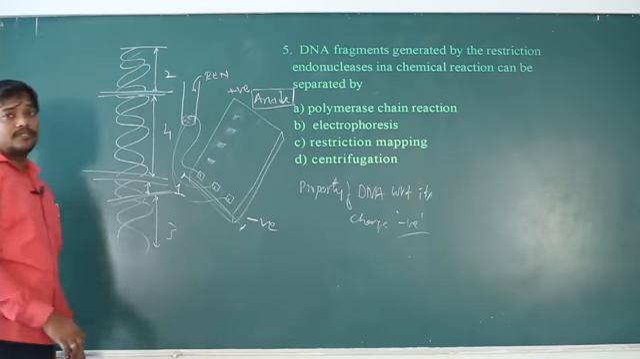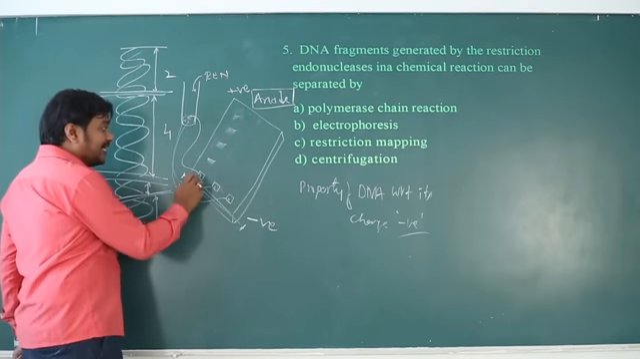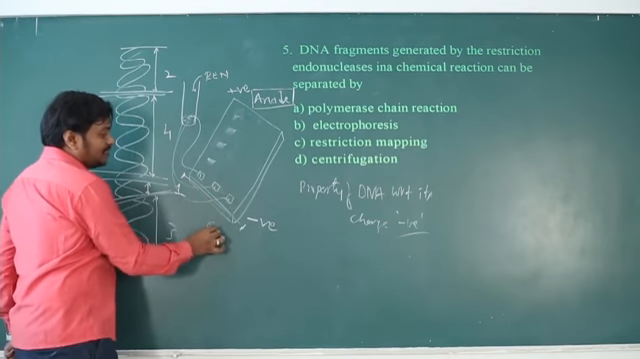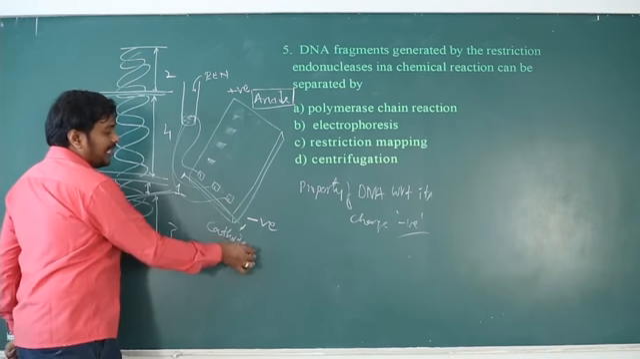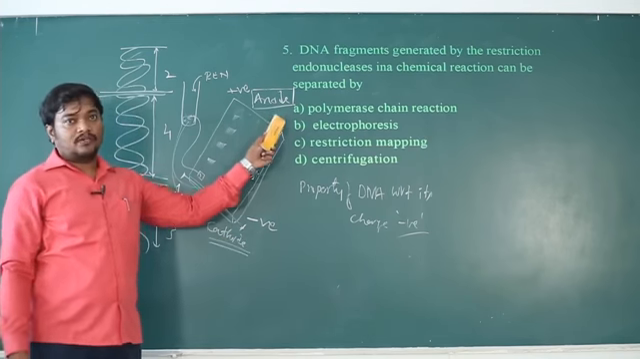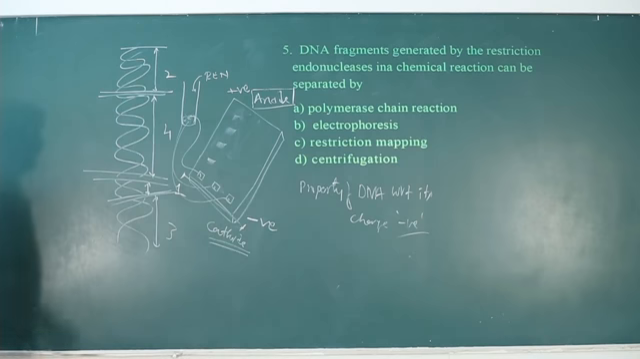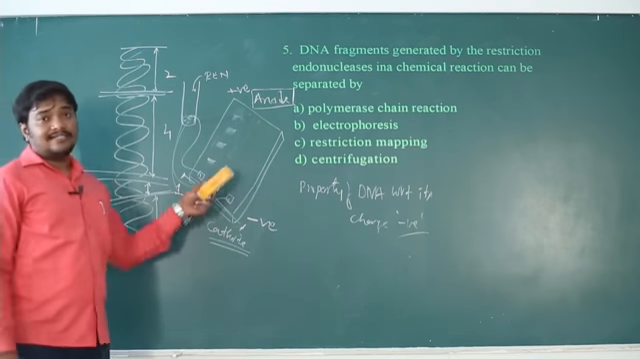DNA moves towards the anode, so you should load the DNA towards the cathode. Then from the cathode it moves towards the anode. That is the property of DNA, and it is the principle behind electrophoresis.